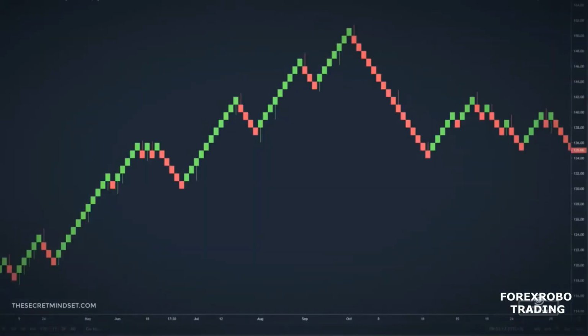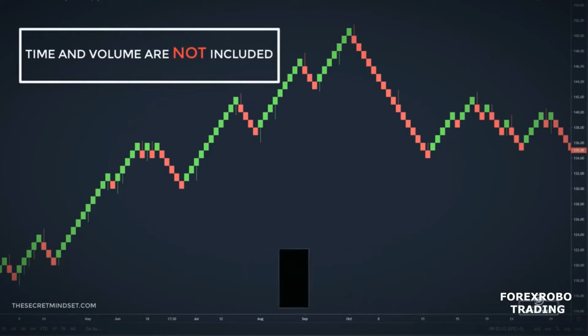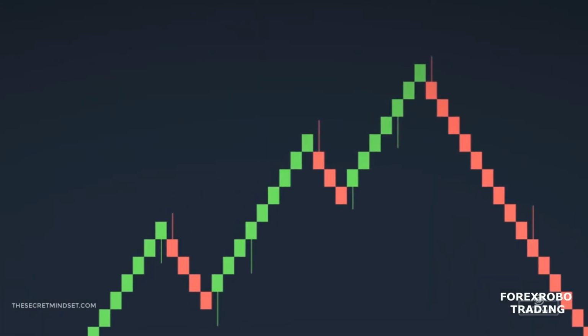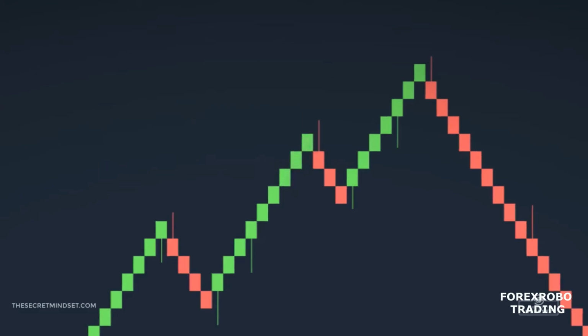So what is a Renko chart? A Renko chart is a graphical display that only involves the price movement, because the time and the volume are not included. The construction of a Renko chart is simple. A brick, or better said, the body of a Renko bar, is formed in the next column once the price exceeds the top or the bottom of the previous brick by a predefined amount. In this case, I use a 100 brick, but you could use any brick size you want, 10, 20, it all depends on your trading style.